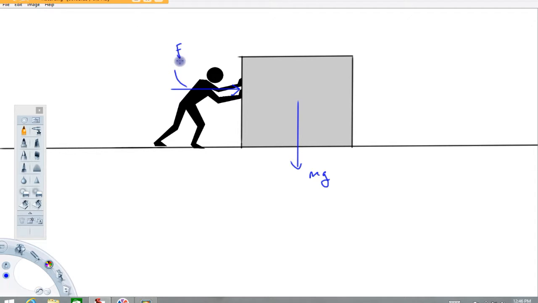Now you'll notice if the box doesn't accelerate, we know that there's another force that's got to counteract that. That force acts along this surface, and that's what we call frictional force. So I'm going to go ahead and put that force vector in. And at the surface, we also have a normal force.